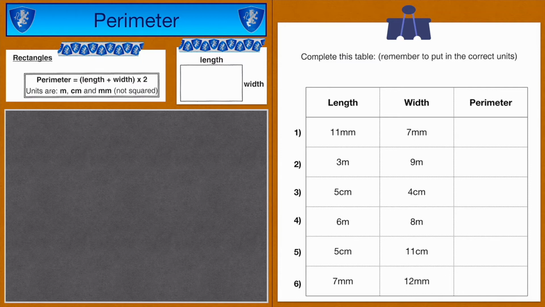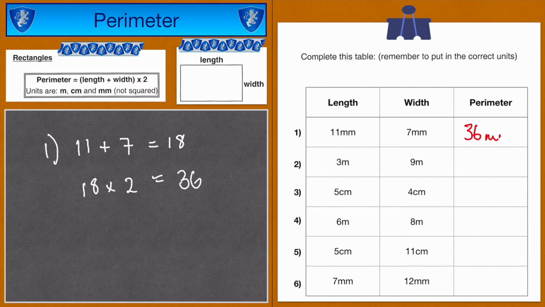So for number 1, all you need to do is add the length and width together, which is 18, and then you just double it. So you say 18 times 2 is 36. So that's your answer. Your answer is 36 millimetres. Now your units are just millimetres, not squared this week, because we're not doing area anymore, we're just doing distances.